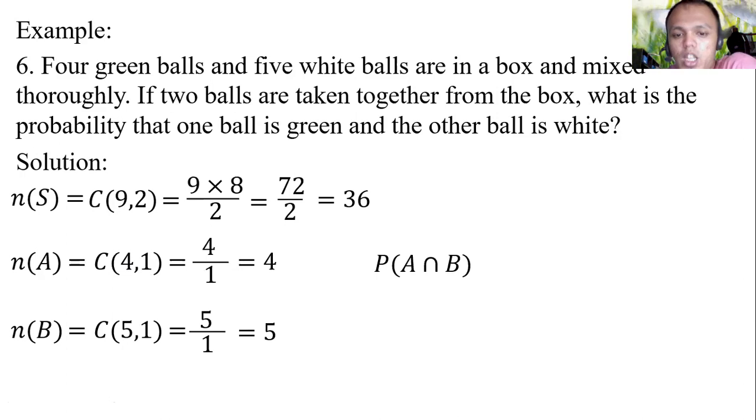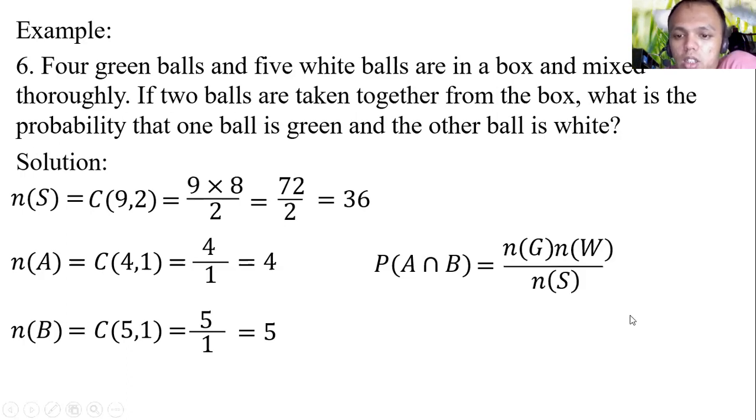Now, the intersection of the events taken together, we have number of events for green multiplied by white, all over by sample space. Okay? Pinag-isa natin kasi sabay sila. Kaya pinag-isa yung sample space nila kasi sabay silang kinuha doon sa box. Ibig sabihin, yung sample space nila ay isa lang.